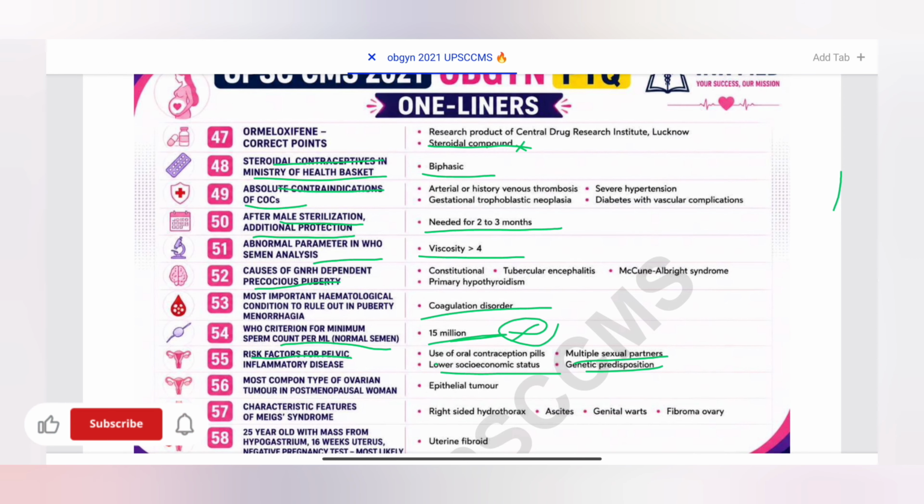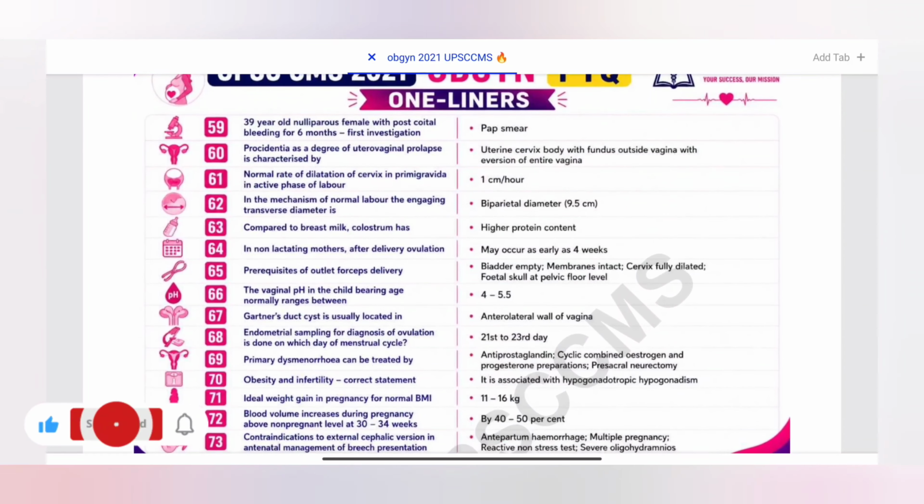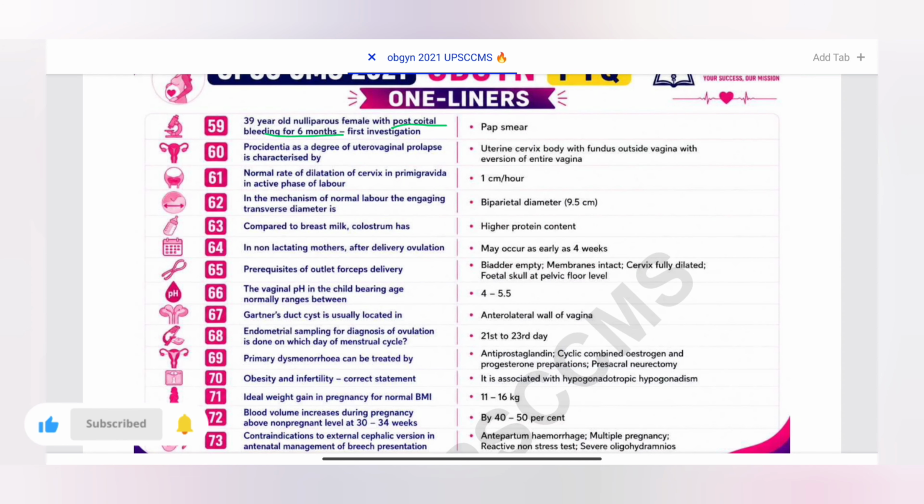Most common ovarian tumor in postmenopausal women is epithelial ovarian tumor. Meigs syndrome, classical triad. Think of Meigs whenever this triad is present. So classical triad is a fibroma of the ovary, ascites and pleural effusion. Next, young woman with 16 weeks sized uterus, negative pregnancy test, the most likely diagnosis is uterine fibroid. Next, postcoital bleeding in a 39-year-old woman. First investigate with Pap smear to exclude cervical pathology.